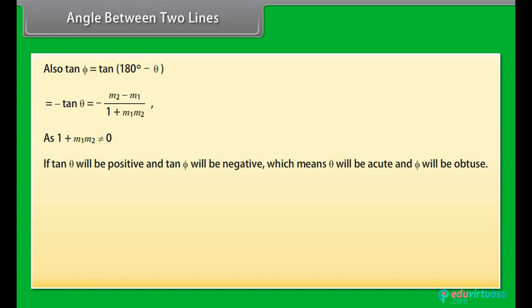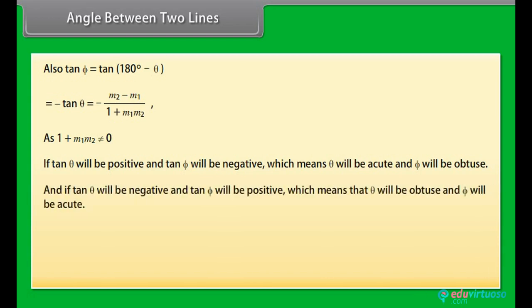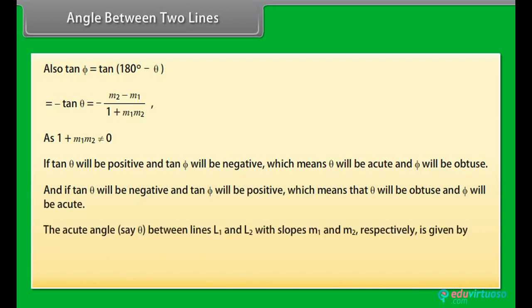If tan theta is positive and tan phi is negative, it means theta will be acute and phi will be obtuse. And if tan theta is negative and tan phi is positive, it means theta will be obtuse and phi will be acute. The acute angle theta between lines L1 and L2 with slopes m1 and m2 respectively is given by tan theta is equal to modulus of (m2 minus m1) divided by (1 plus m1 m2), as 1 plus m1 m2 is not equal to 0.